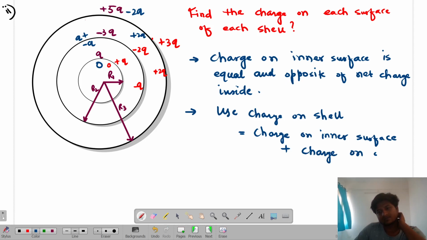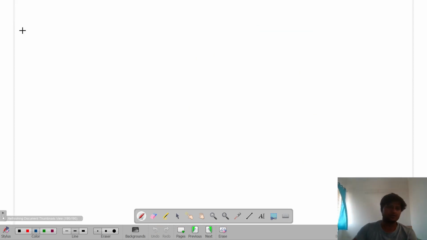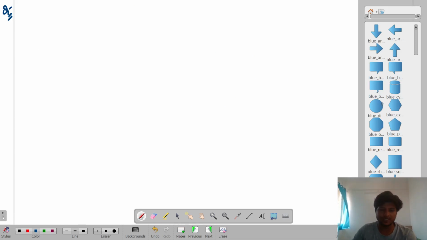Charge on outer surface. Is that clear? Let us do one more problem. Now we are entering into a three shell problem, which is very, very important. Okay, this is a three shell problem, but we'll do it step by step.